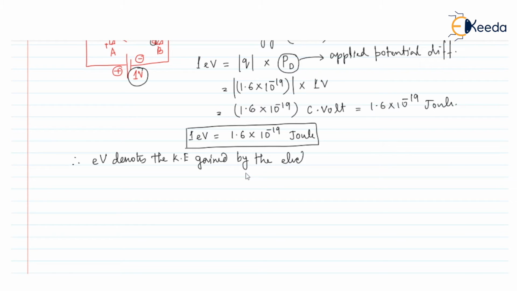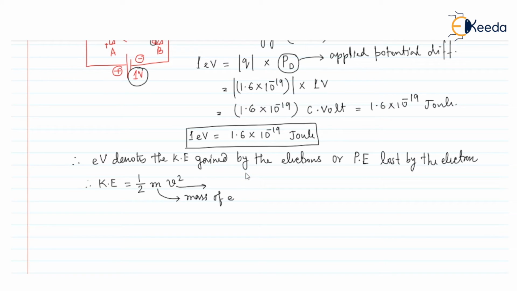Or we can say that the potential energy, that is PE, lost by the electron. So from this statement, we can write that the kinetic energy that will be gained by an electron will be half mv square, where this m is the mass of the electron and this v is the velocity of the electron.